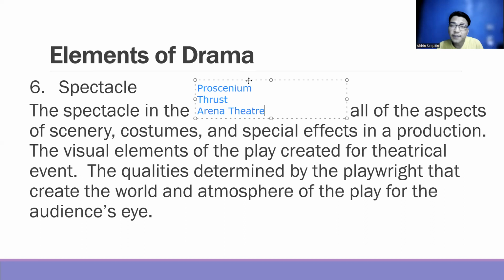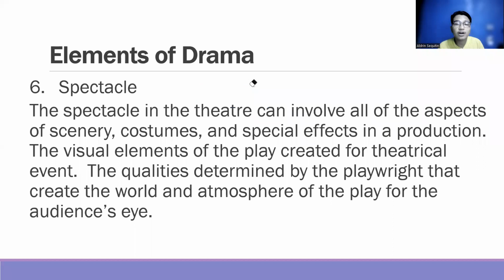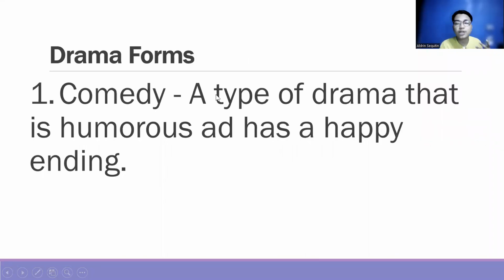Okay, you may encounter many more types of stages, but I will just be giving you these three stages. Those are the different types of stages in a theater. Now let us have the different forms of drama. Some of it were discussed in English 400, just like comedy.